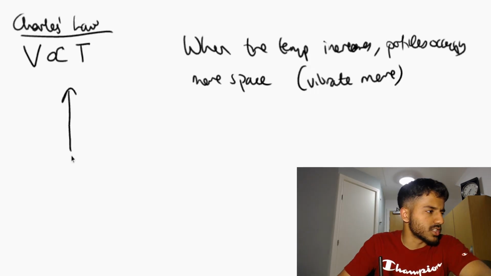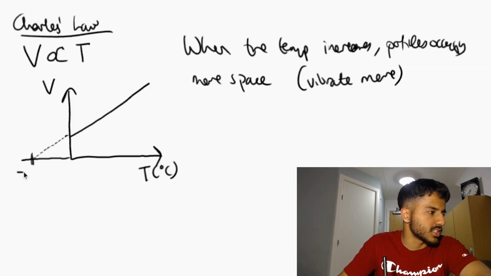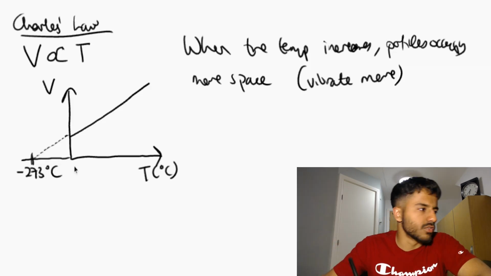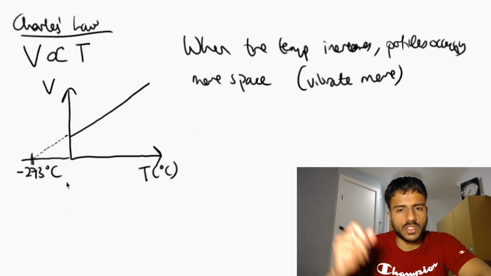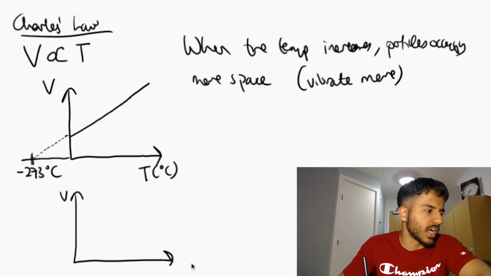So your volume versus temperature graph will look something like this, where your volume here is on the y-axis and your temperature here is in degrees Celsius. And now if you were to extrapolate this graph, it would actually intersect the x-axis at minus 273 degrees Celsius. And now if you were to convert this into Kelvin, we know that to convert from Celsius to Kelvin, we add 273. So the volume versus temperature graph in Kelvin looks like this.